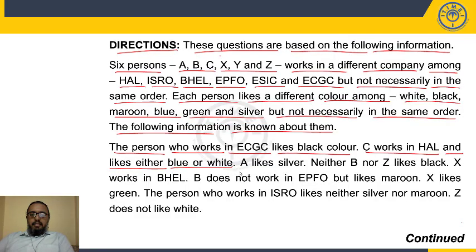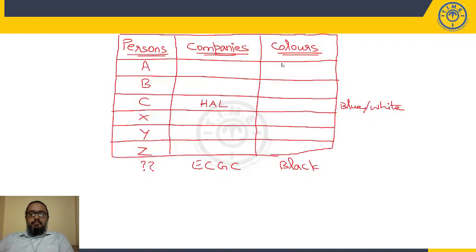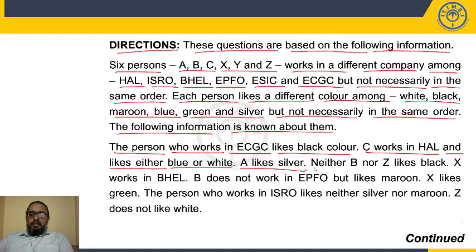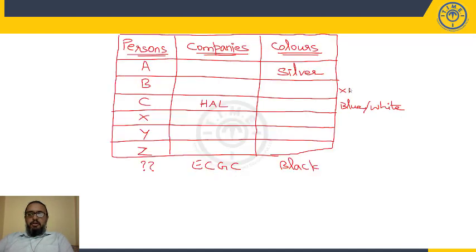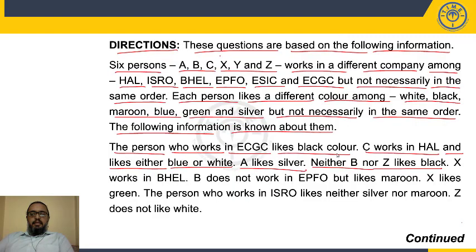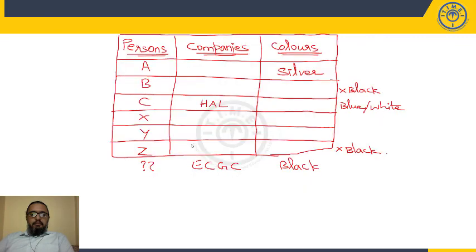Then A likes silver. Neither B nor Z likes black. So B does not like black and Z also does not like black. Then X works in BHEL.